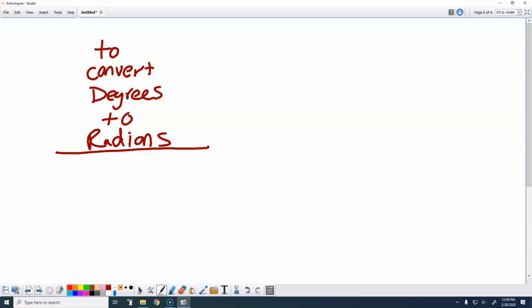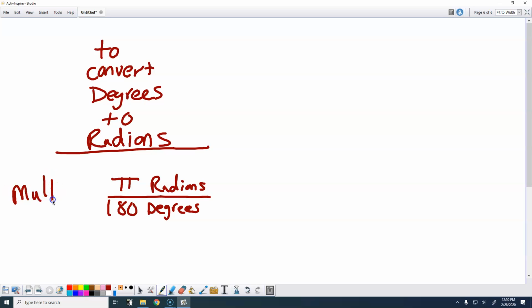What do I want to cancel out? Degrees. I want to cancel out degrees so it goes on the bottom. And what do I want to get out of this process? Radians. So radians go on the top. What you want goes on top. What you want to cancel goes on bottom. Now what's the conversion factor? Pi and 180. So if you want to convert degrees to radians, you will multiply by this.